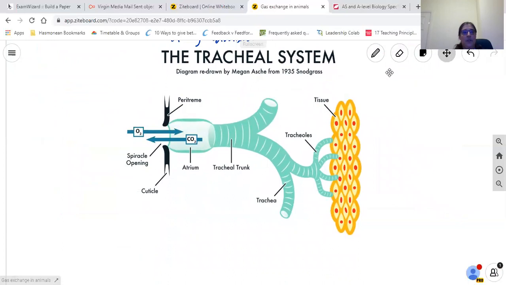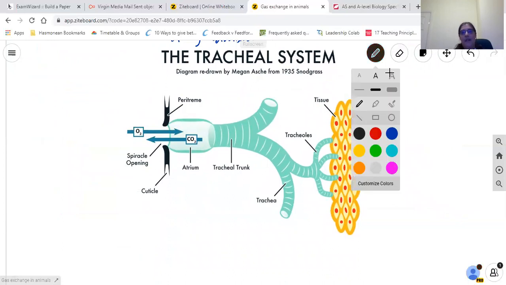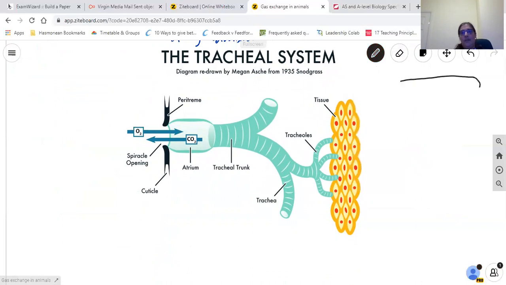Now, the last animal in this particular video we're looking at is the insect with its tracheal system. So this is when you're looking along the body of an insect. So imagine you have an insect. I'm not going to draw all its legs, etc. You're looking along its body, and what you can see in the abdomen and the thorax are these holes. And these holes are called spiracles. And the beautiful thing about the spiracles is they can open and close.